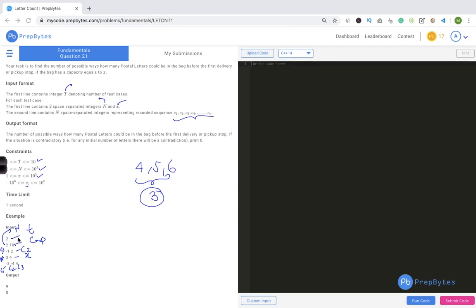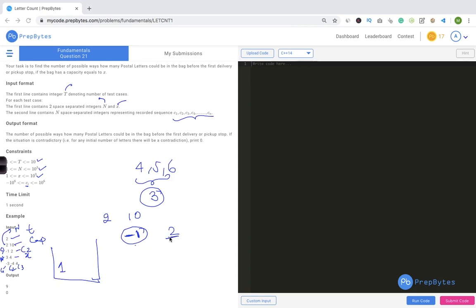So t is the number of test cases. Initially we have 2 changes and we have capacity as 10. So minus 1, 2 is the change. So initially what happened is that one letter was picked up. Okay, sorry, one letter was delivered. So here one letter is getting delivered, which means I know that at this particular place there should be at least one letter in the bag. So let's say this is the bag. I want that there should be at least one letter in the bag, because the very first action is pickup, right? Sorry, delivery, right? So there has to be at least one letter.